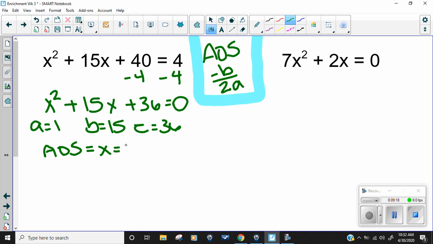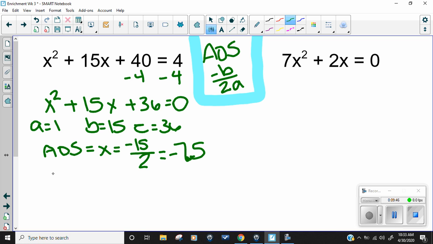Okay, so negative b, negative 15. Whatever b is, you take the opposite value. So b is positive 15, you take negative 15, and then 2 times a, so 2 times 1 is 2. It is fine to leave all these as fractions unless you're graphing, then you would need the decimal, but in this case, you could leave it as a fraction. So there's my first part of the problem, find the AOS, that's all you have to do in worksheet 1.